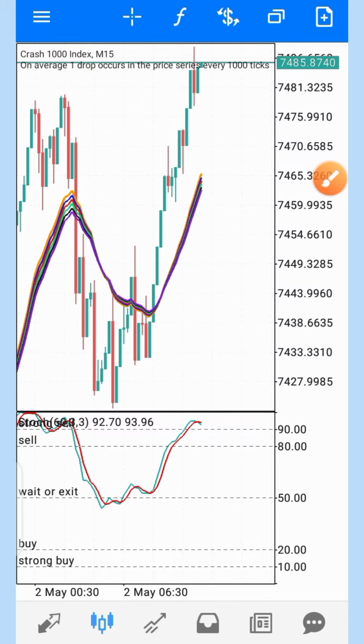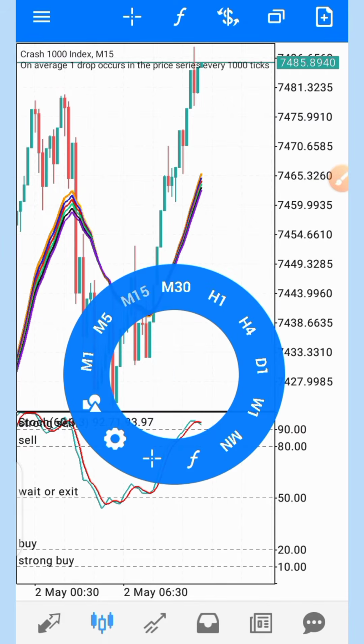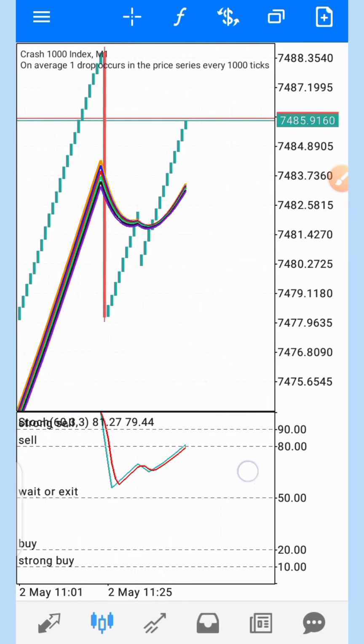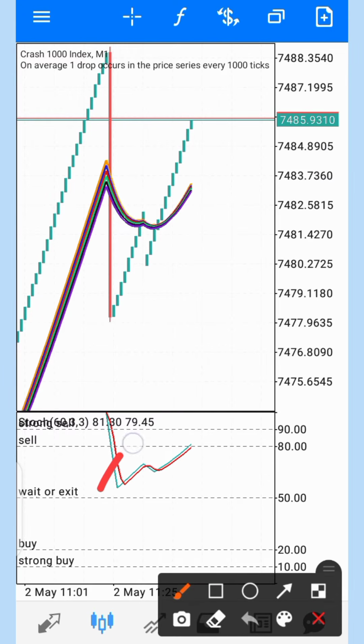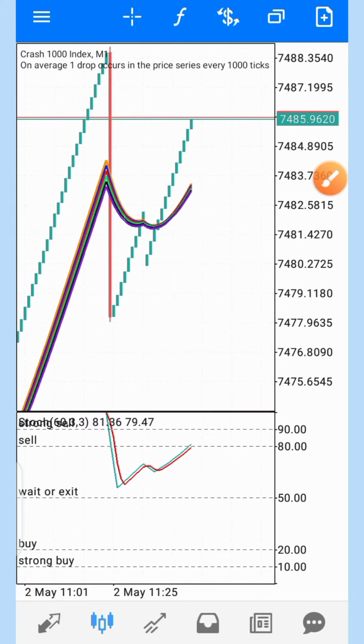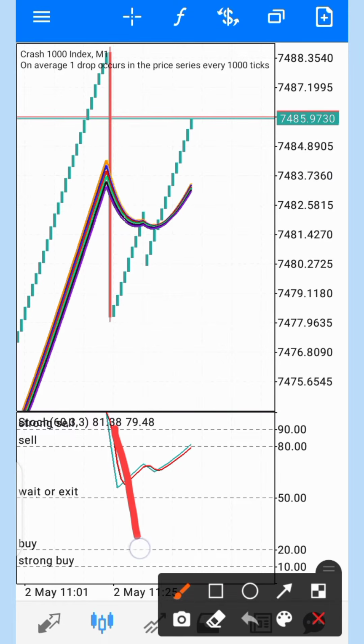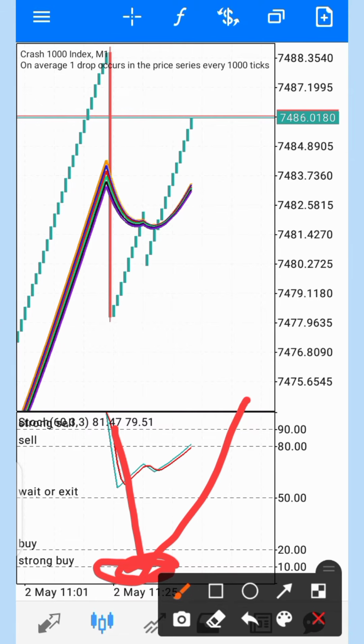So we now go to M1. We normally buy for crash. We will now go to M1 to see if there's a chance for us to buy. No, there's no chance because this is where the stochastic moving averages are. We will patiently wait till these two moving averages get to this region, strong buy, and cross here before we now go for buy.